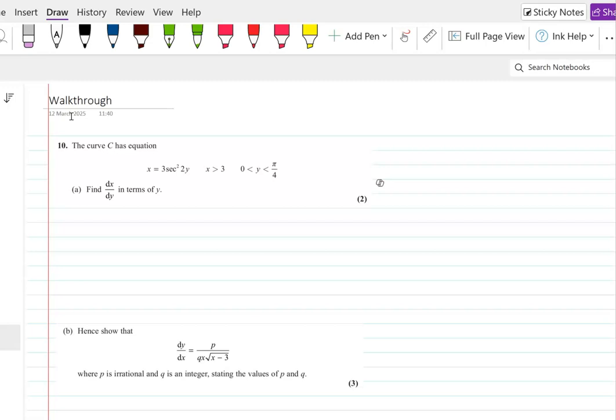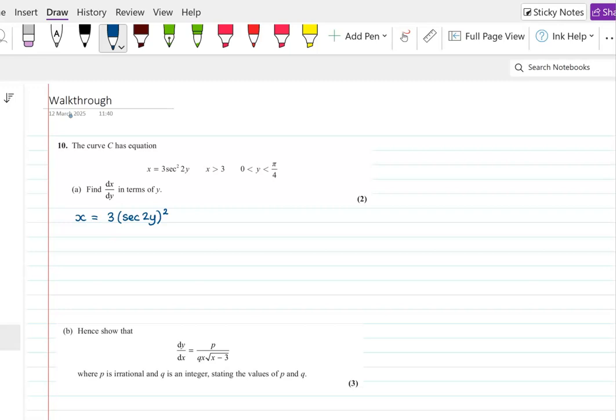Okay, I've got x is equal to 3 sec squared 2y. I've got x is bigger than 3 and y is between 0 and pi over 4, so I know that this is in radians. I've got to find dx/dy, so I've got to differentiate x with respect to y. I don't really like the way it's written out, so I'm just going to rewrite it. x is equal to 3 lots of sec 2y, all squared. That's what sec squared 2y actually means.